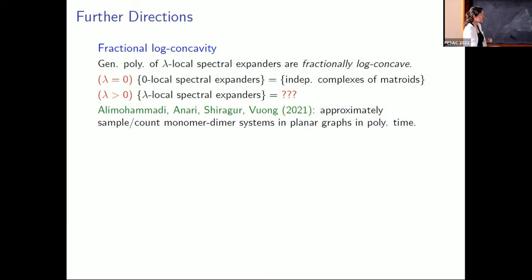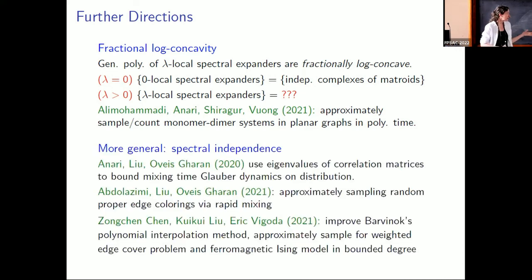So this group of authors used this theory of fractional log concavity to approximately count and sample from what are called monomer-dimer systems in planar graphs. There's also another generalization called spectral independence, which maybe I don't want to go into too much, but again, it tries to understand mixing times of random walks using the eigenvalues of certain matrices that you cook up from this.